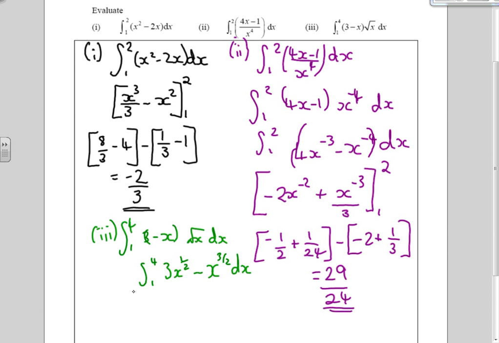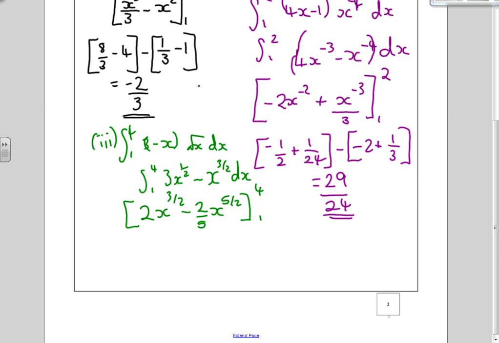So now I want to integrate this. So if I add 1 to the power, that'd give me x to the power of 3 over 2. And divide by the new power, that'd give me 2x to the power of 3 over 2. And then if I add 1 to this power, I get 5 over 2. And dividing by that power gives me minus 2/5 x to the power of 5 over 2. And I'm evaluating that between 4 and 1.